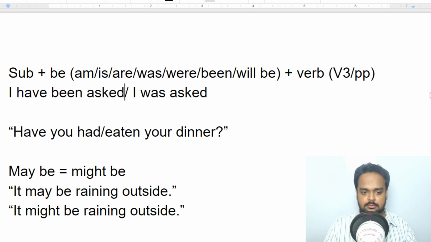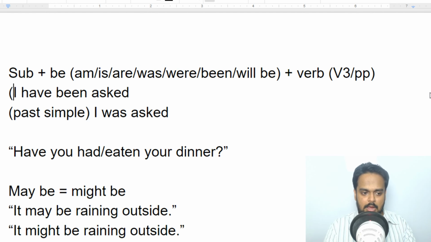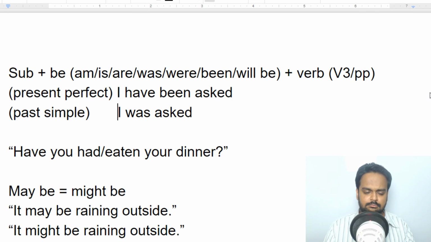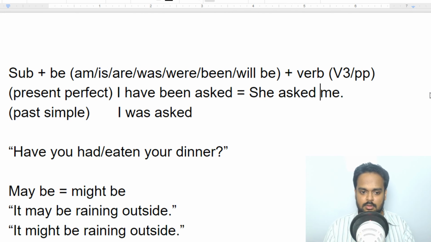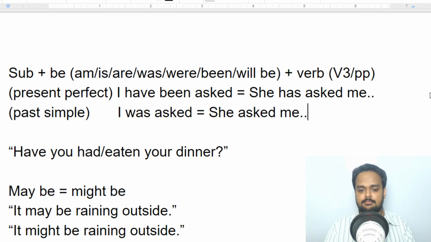I was asked is in the past simple tense. Present perfect and past simple. These are both passive voice sentences. The active voice sentence would be, let's say, she asked me. Oh, sorry. She has asked me to do something. Okay, she has asked me to send her the report by tomorrow evening. I was asked, she asked me.